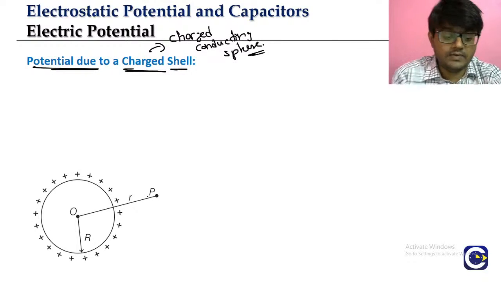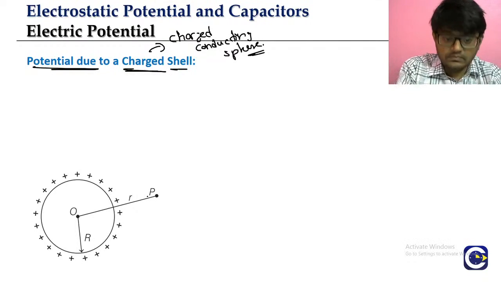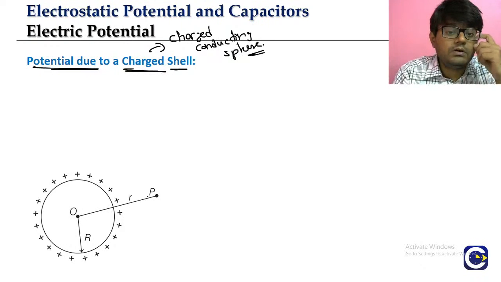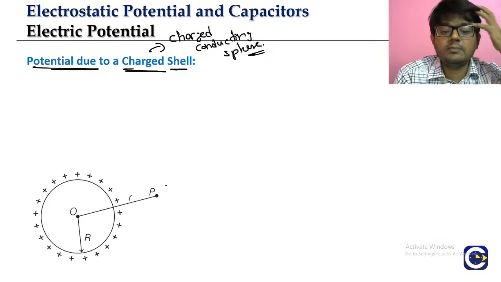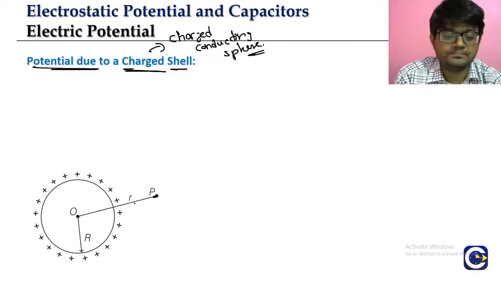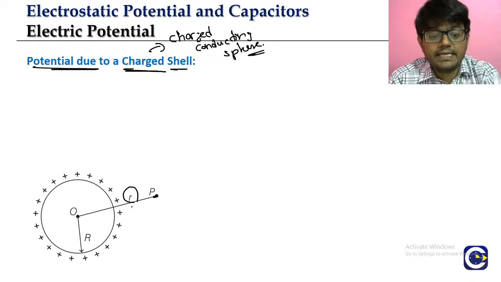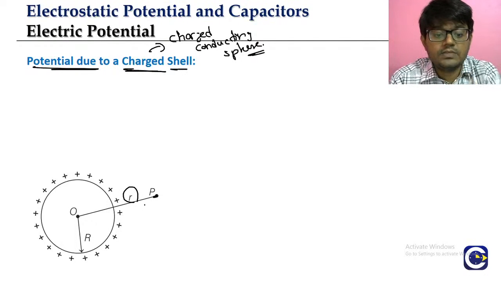Electric field we have discussed for point P, which is outside the shell, on the shell, and inside the shell. Here also we will discuss the same. First we are looking at a point which is outside, at a distance r from the center of the shell.